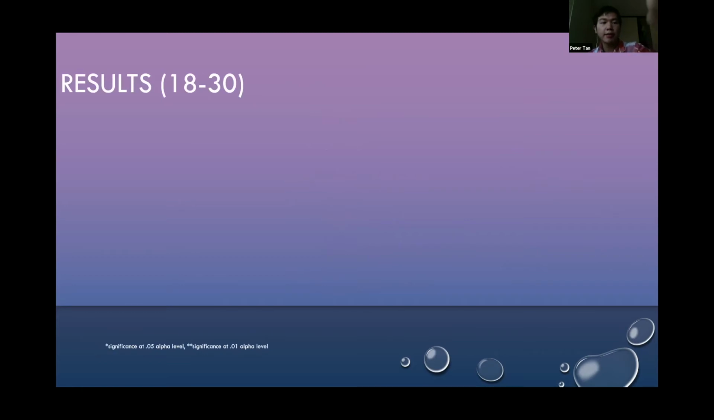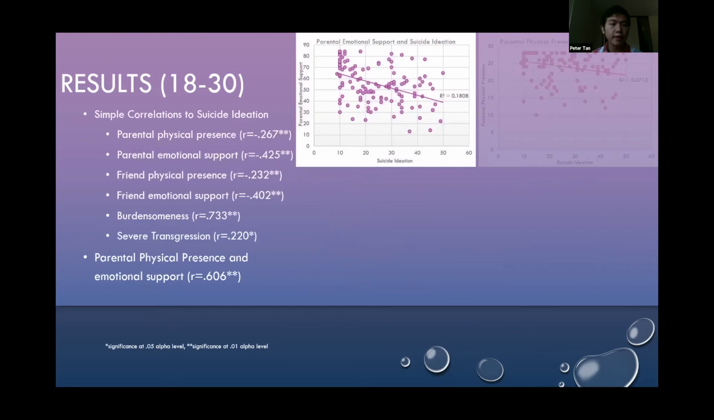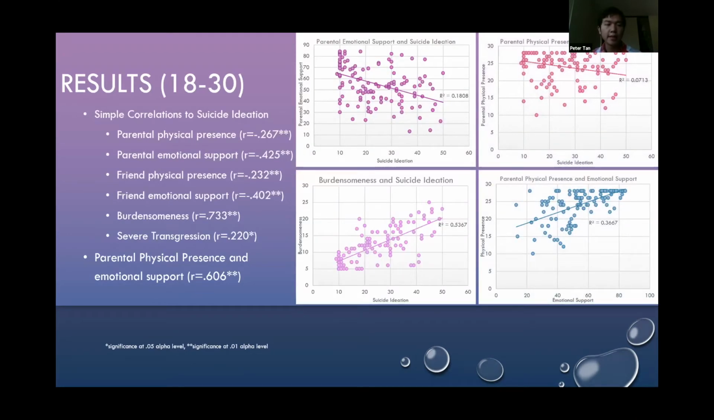All right, so for the results, I will be showing you some results on the 18 to 30 age group, as data collection for the two older age groups is still underway. Thus, we will only be addressing the first two hypotheses without addressing the age moderation. So the simple correlations of emotional support, burdensomeness, and severe transgression with suicide ideation were all significant, supporting our first hypotheses, testing the models. And the graphs on the right display the correlations of burdensomeness, parental emotional support, and parental physical presence on suicide ideation. Furthermore, as physical presence has a strong correlation with emotional support, the graph at the bottom right also displays this relationship. And that will later be relevant for testing the mediation of physical presence and emotional support.